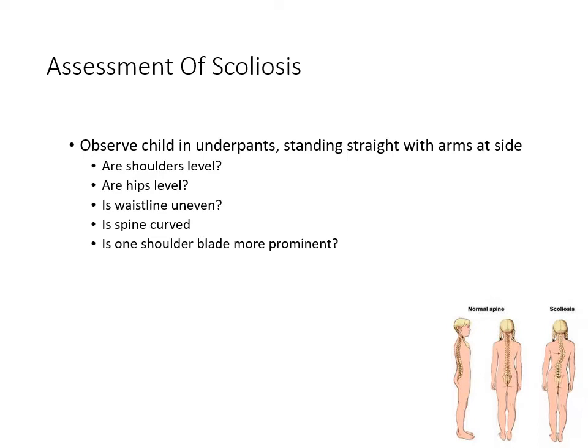What you're looking at are: are the shoulders level, are the hips level, is the waistline uneven, is the spine curved, is one shoulder blade more prominent than the other, as you can see in this picture. These are the observations you will make.